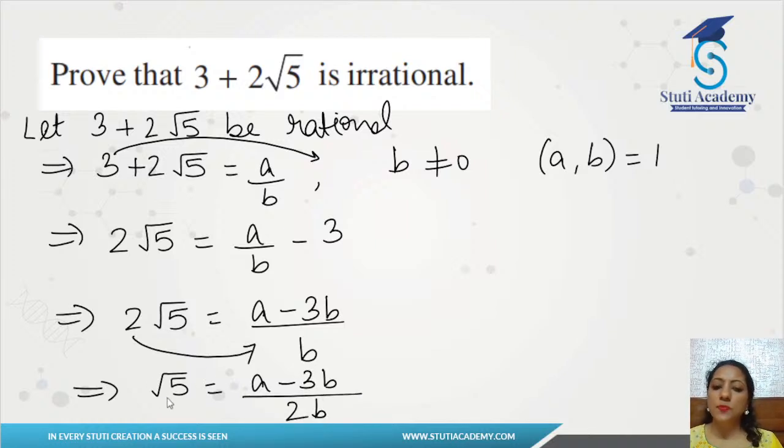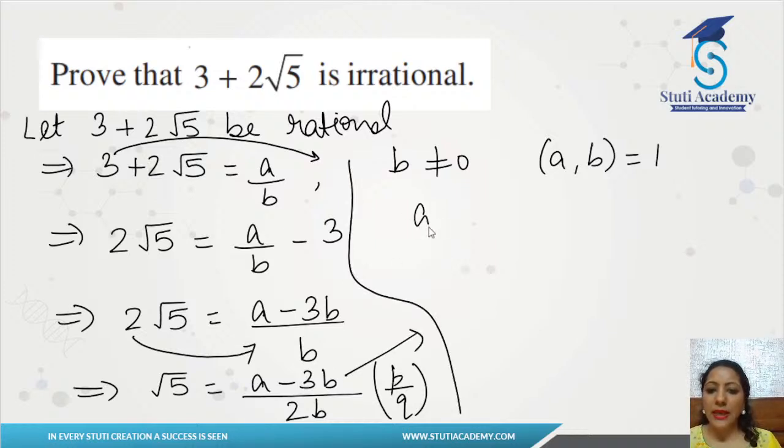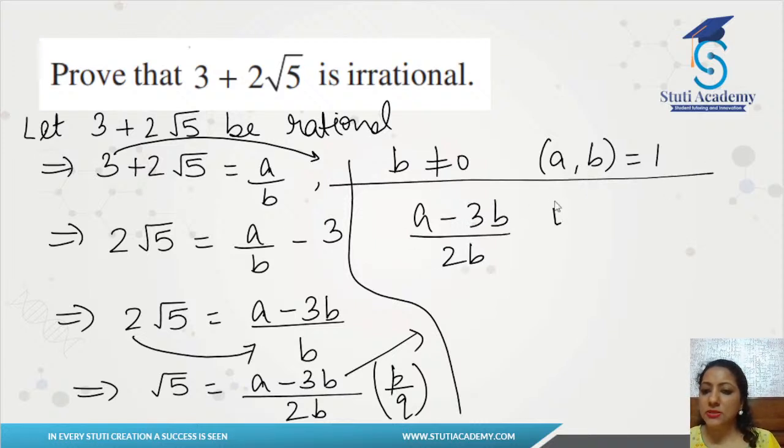Now students, please observe this root 5 we have written in the form of p upon q. So we can say that this is a rational number. So I'll just write it here. A minus 3b upon 2b is rational.